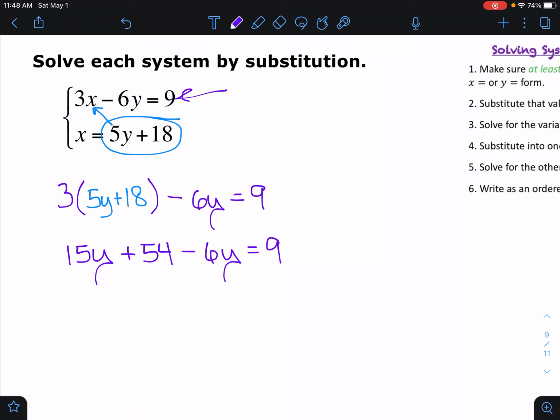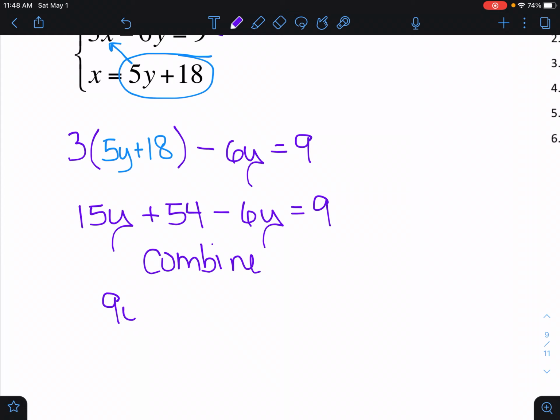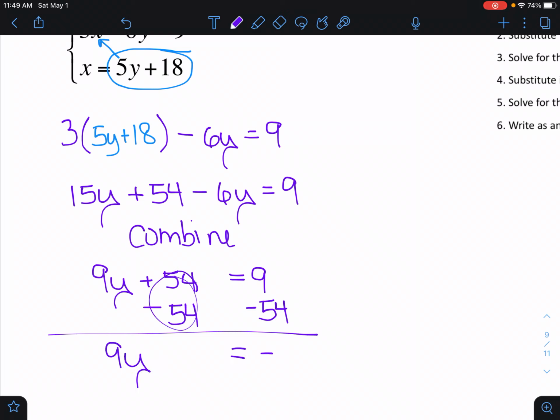Okay, you are going to combine. Don't forget to combine like terms. So in this case, I've got a 15y and a negative 6y. I want to put those together. 15 minus 6 is 9. So I have 9y plus 54 equals 9. All right, solve for y. So that means I need to get rid of this 54. It's a positive 54, so I'm going to subtract 54. Those will cancel. I get 9y equals negative 45.